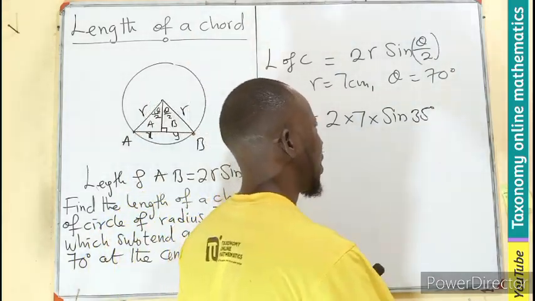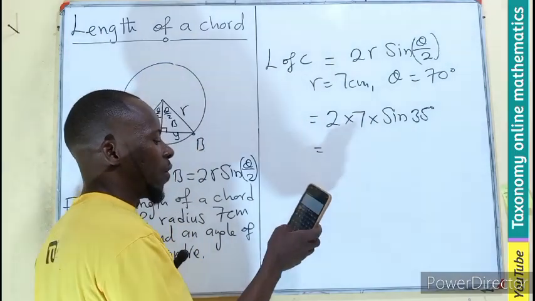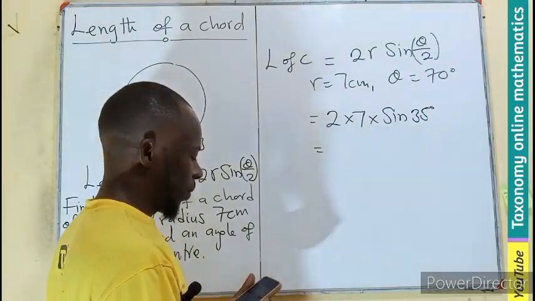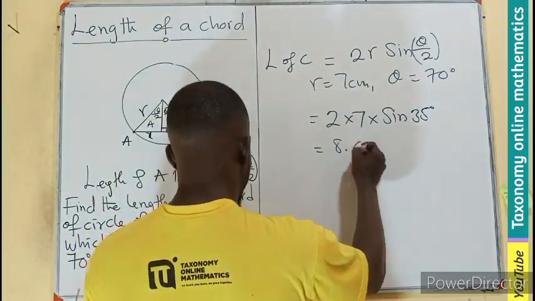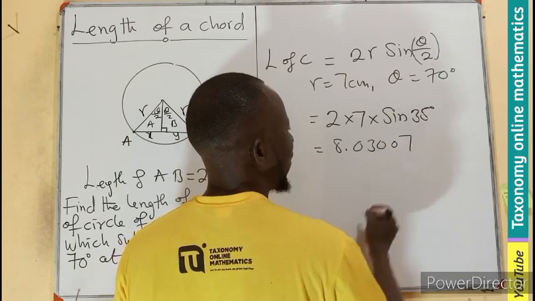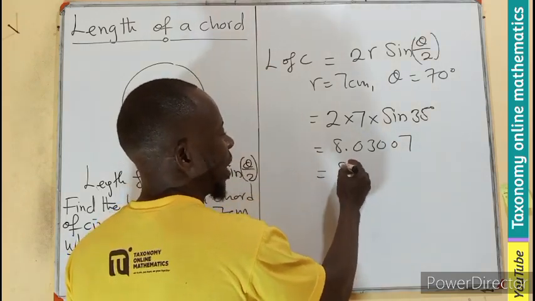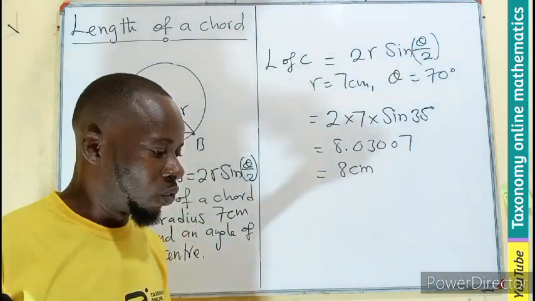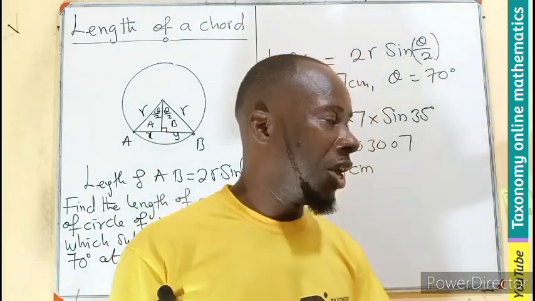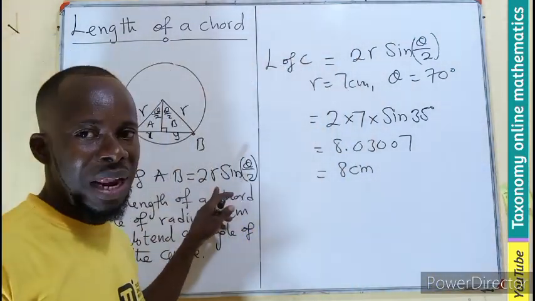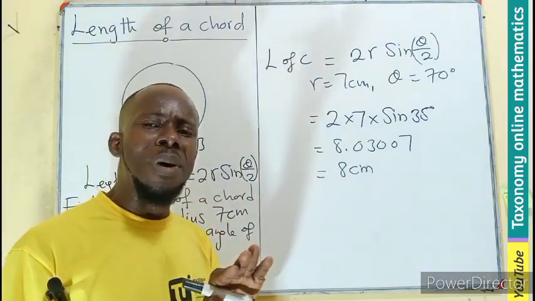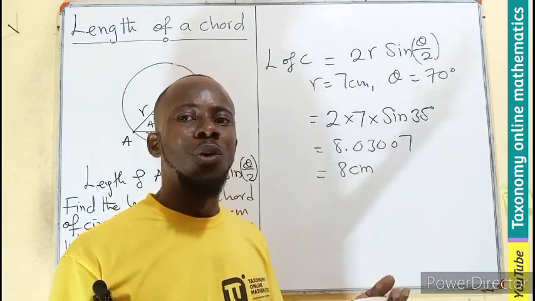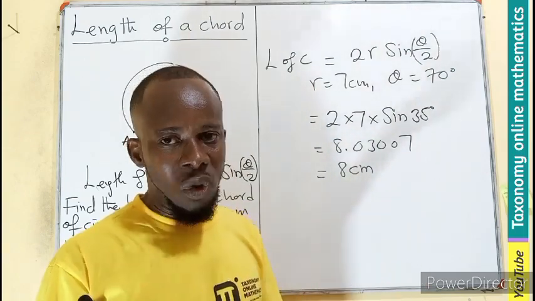So if we put this in our calculator, meaning 14 times sine 35, that gives us 8.03007. So to the nearest whole number, we can get 8 centimeter as the length of the chord. So we can see it is easy if we just have this formula. Now, there are times whereby the angle at the center is not known. So how will we be able to find the length of the chord?